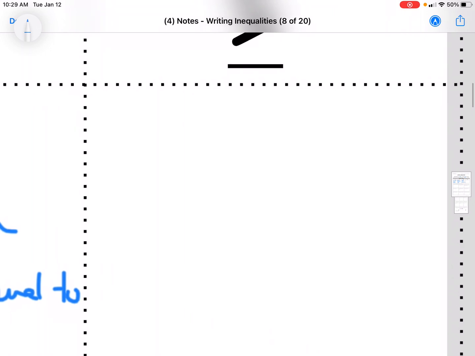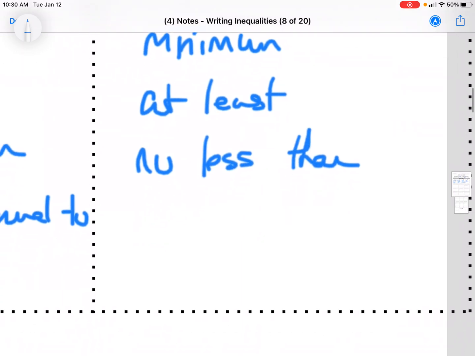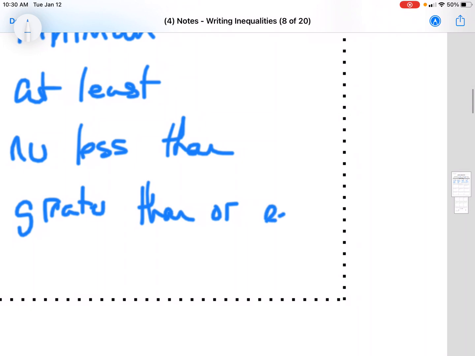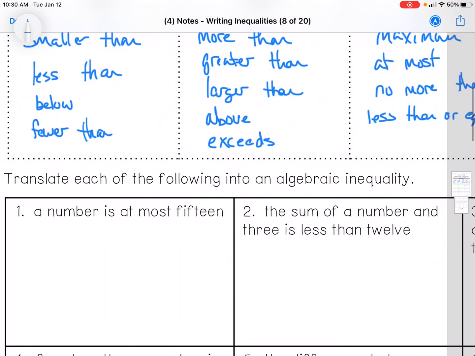And the last one, we can say minimum, at least, no less than, or we could say greater than or equal to. All right. The directions below say translate each of the following into an algebraic inequality.